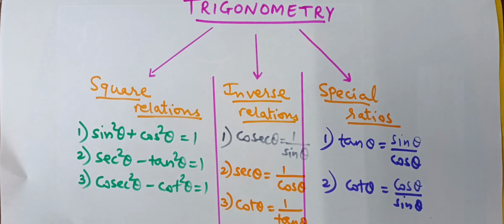The identities I am speaking of are: a plus b whole square equal to a square plus b square plus 2ab. Second is a minus b whole square equal to a square plus b square minus 2ab. And third, most useful, is a square minus b square. At that time we have to write a plus b and a minus b. Fourth one is a plus b whole bracket cube, a cube plus b cube plus 3ab in bracket a plus b. Fifth one is a minus b whole bracket cube, a cube minus b cube minus 3ab in bracket a minus b.